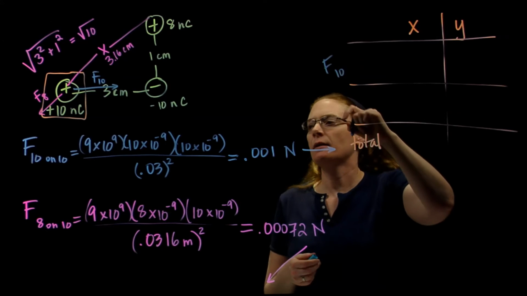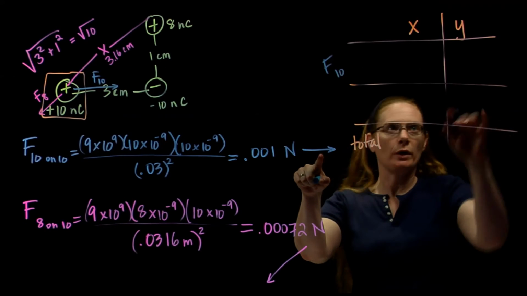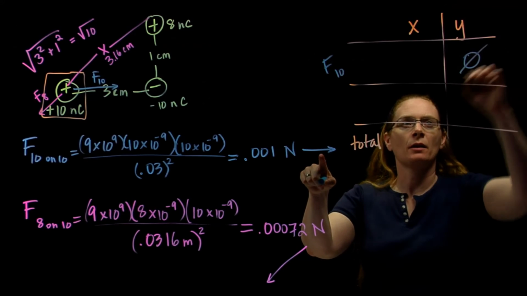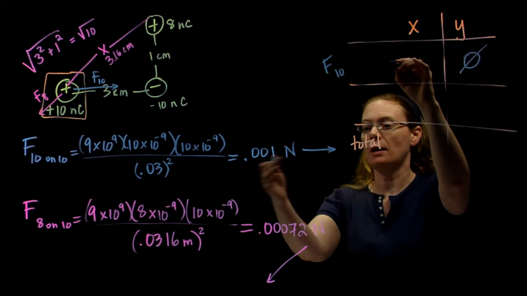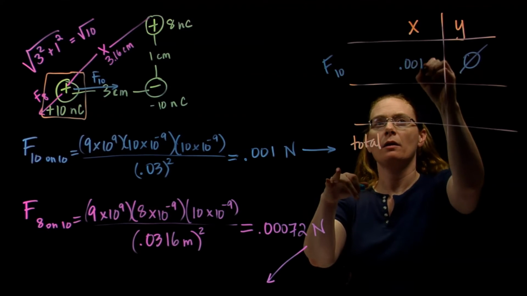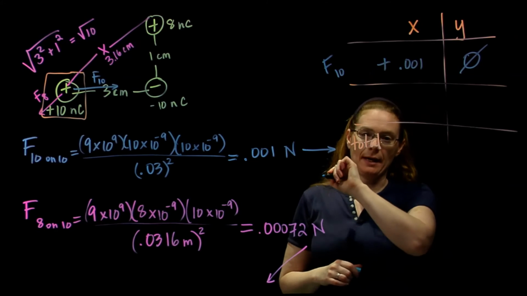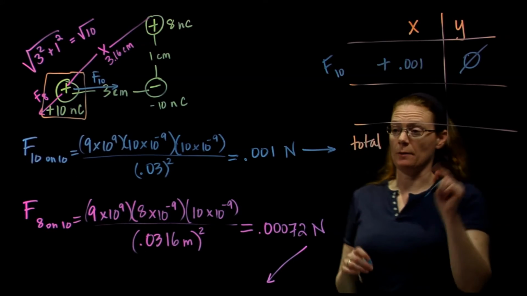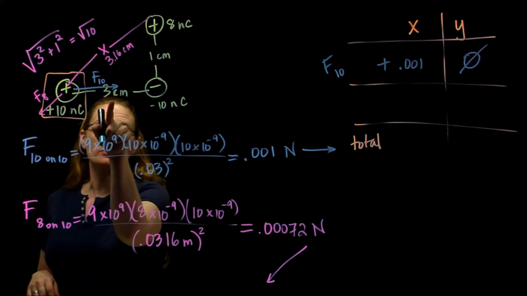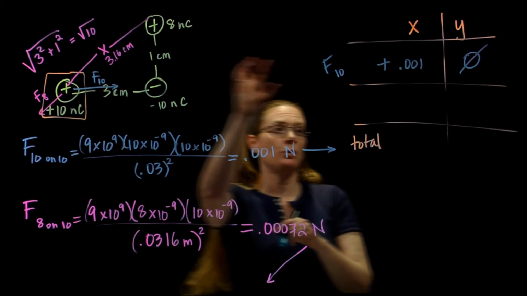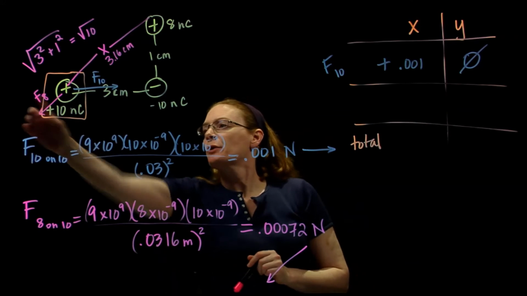So the force of the 10 on the 10, well, that's going straight to the right. There is no up-down component at all. There's no vertical part of this vector. So nothing up, down. It's all entirely to the right, so it's positive. Don't forget the signs. That's one of the biggest mistakes, getting the signs wrong, which is another reason I recommend you draw these arrows first, because those arrows are going to help you figure out the signs in this chart.